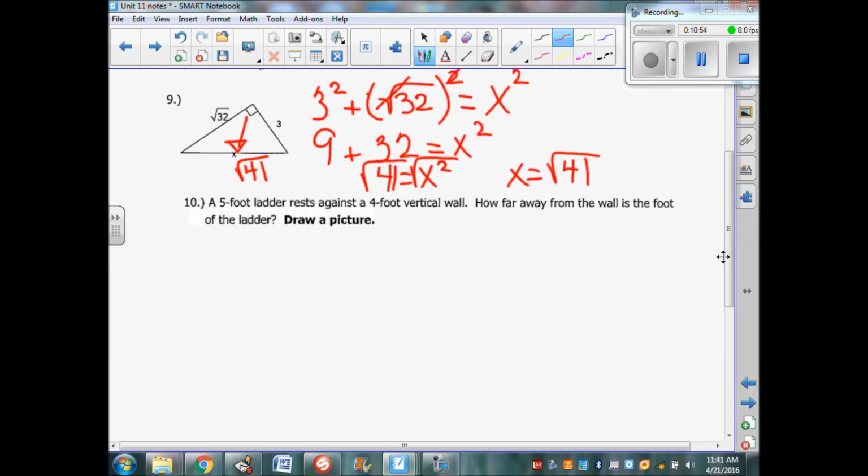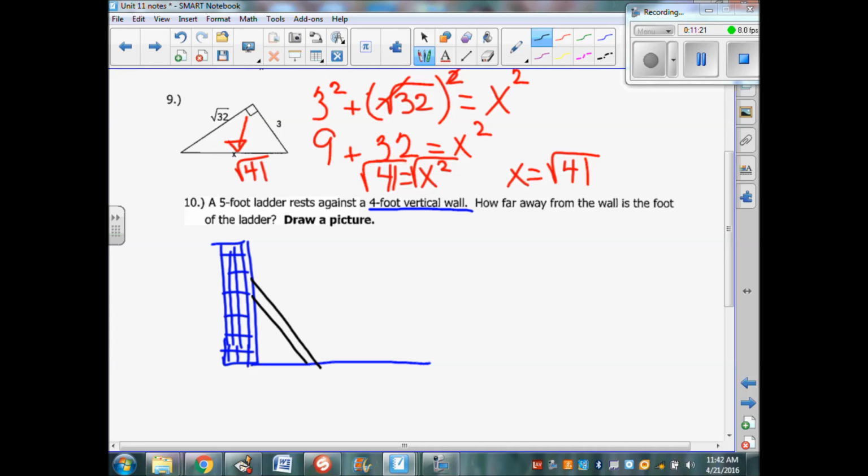And the last one, we have to draw our own picture. It says a 5-foot ladder rests against a 4-foot vertical wall. So if this is my little brick wall here, there's my brick wall. And we've got the ground. And we've got a ladder that's leaning up against this wall. So there's my ladder. And it says it's a 5-foot ladder rests against a 4-foot vertical wall. So I'm going to say that this is 4 right there. How far away from the wall is the foot of the ladder?